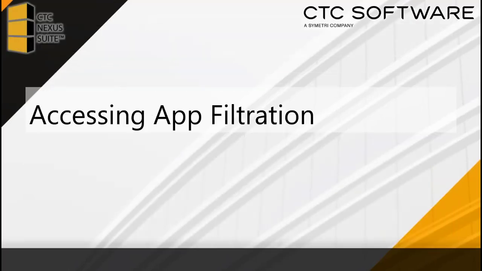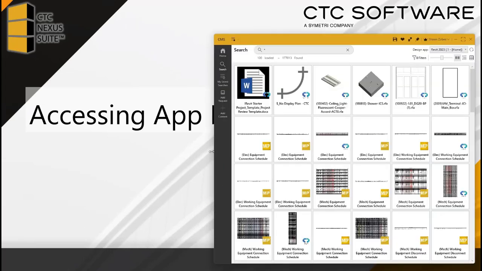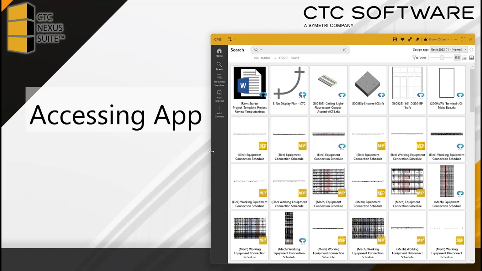So first off, how do we access the app filtration? Well, within the Nexus CMS here, I have a search that I've already run. It's just a general search of everything. And in my case, it gives me about 177,000 discrete elements in this list. That's too much to scroll through page to page to page. I mean, this isn't Instagram, this isn't Facebook. We're not going to doom scroll to try to find a piece of content. We're going to filter this down a little bit.